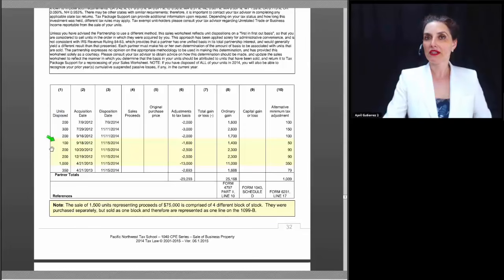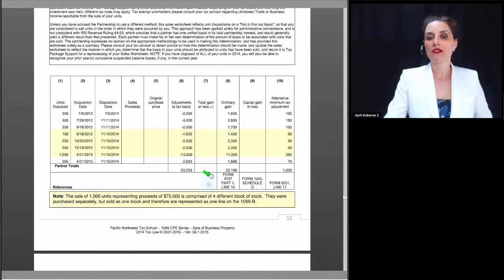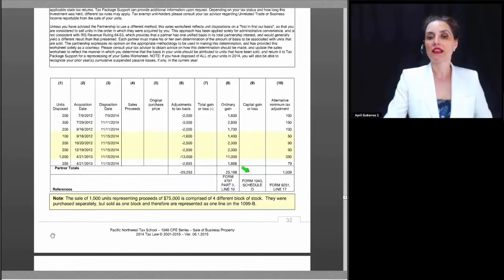And this is of interest because I know that Magic sold some of his units or most of his units during the year, and this worksheet is going to be used to help me determine what his gain is from the sale and what part of the gain is going to be reported on Form 4797 in Part 2 and what part of the gain is going to be reported on Schedule D. And it also has transactions that would be entered as alternative minimum tax adjustments on Form 6251.